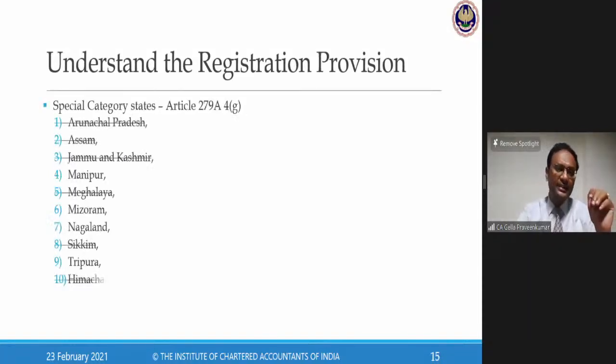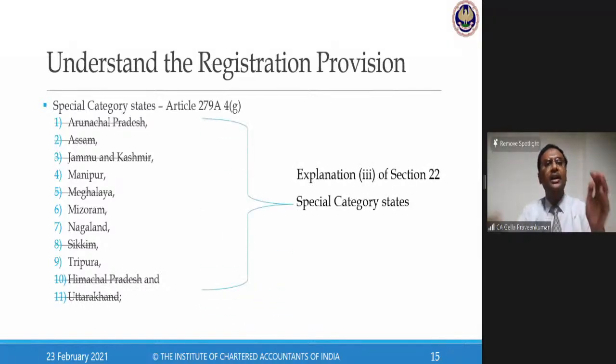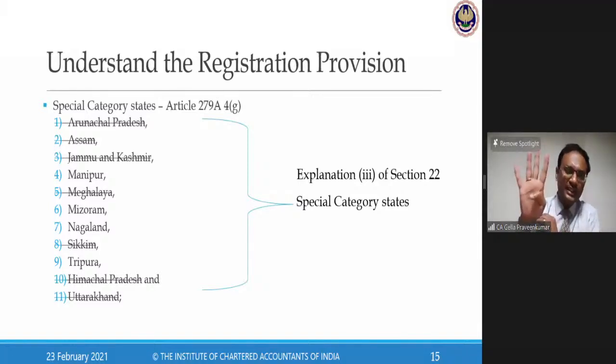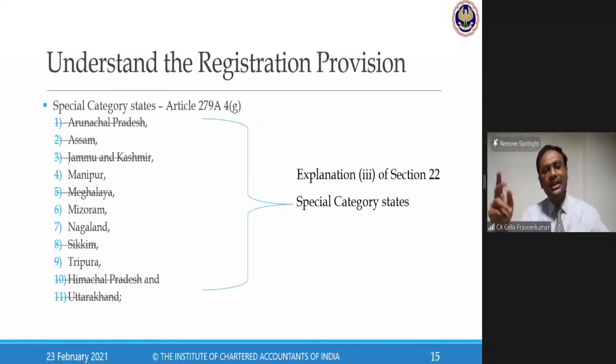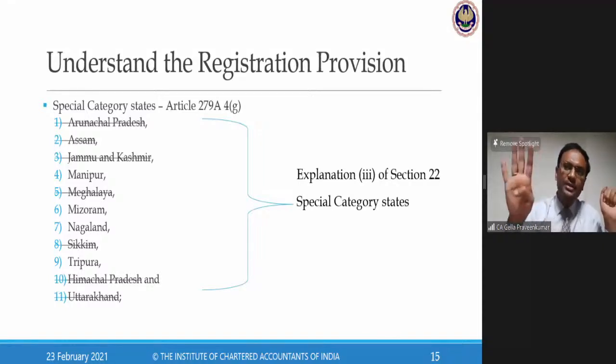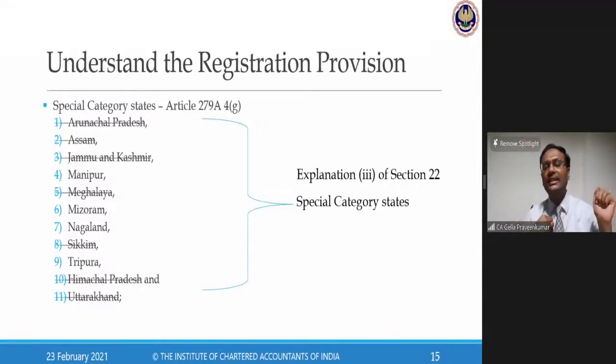Now, for the purpose of GST, what we need to read, as of now in your syllabus, there are only 4 states: Manipur, Mizoram, Nagaland, Tripura. It's a shortcut we call MTMN. Manipur, Mani; Mizoram, Ram; Nagaland, Land; Tripura, tribe. As of now, for the purpose of Section 22, which talks about GST registration, there are only 4 states which we call special category states.